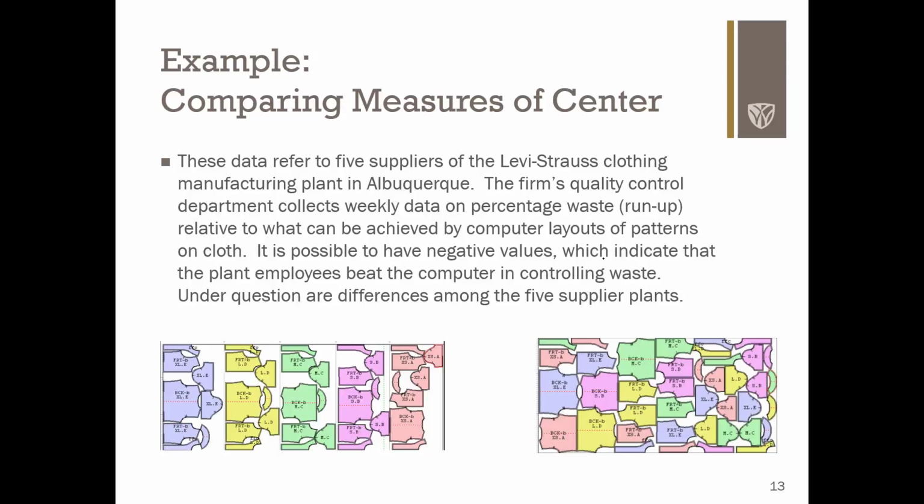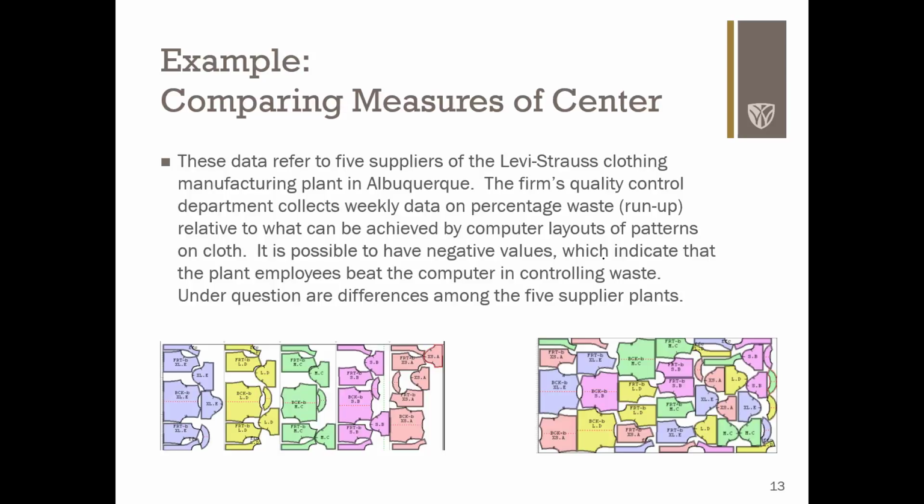As you see at the bottom of the screen, if you have patterns for clothing, you can lay them out in different ways on a piece of fabric. Some ways are more efficient than others. The assumption here is that a computer-generated layout will be the most efficient. So if an individual employee doing the pattern layout wastes more fabric than the computer, if there's fabric left over beyond what the computer would have had, then we consider that to be waste or run up.